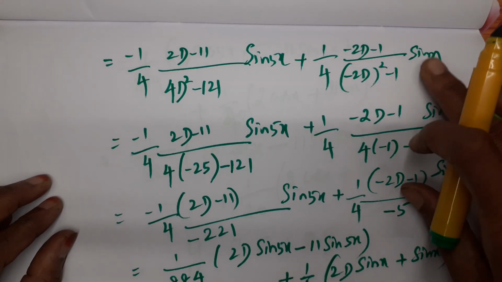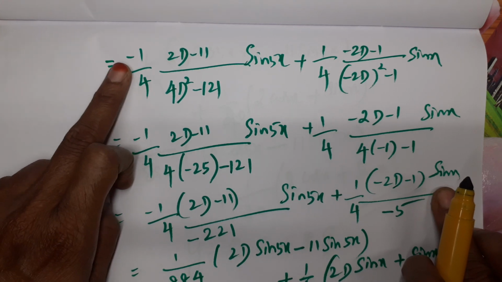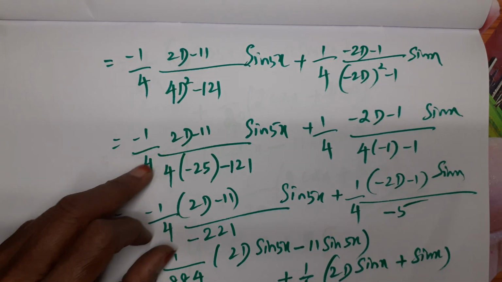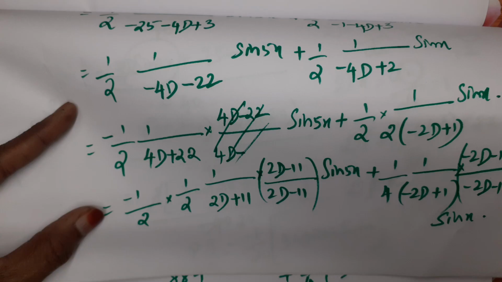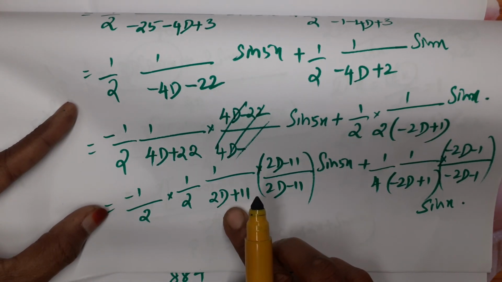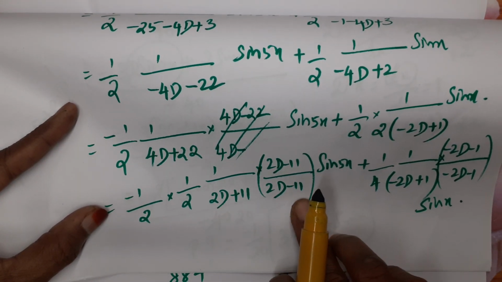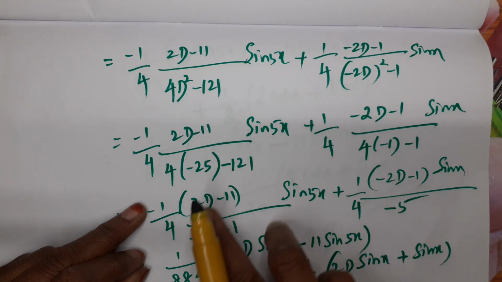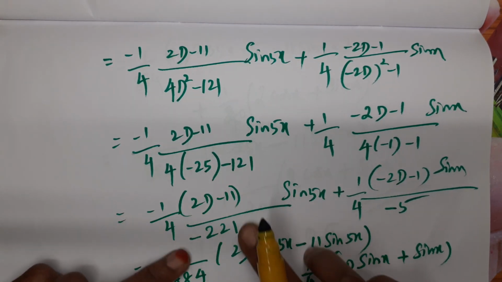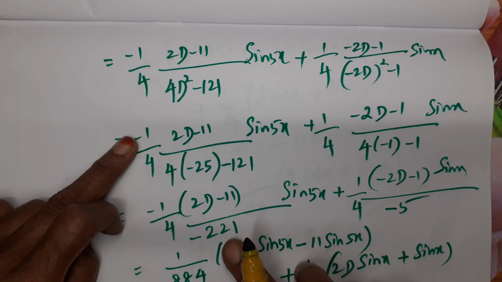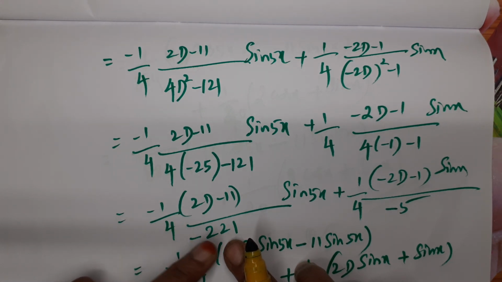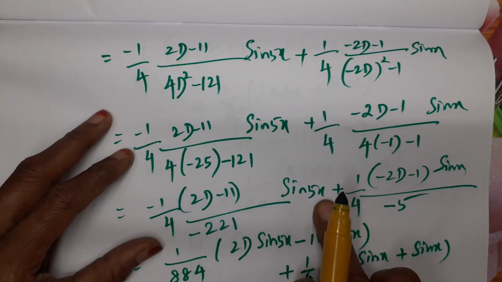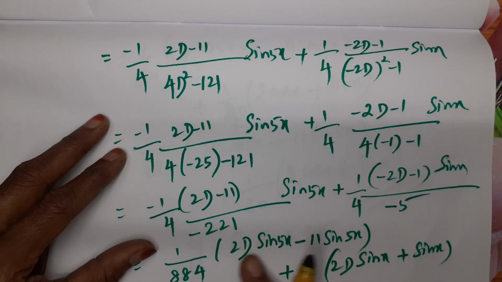So we have a minus sign on the left side since we have taken minus 1 outside, and 2D minus 11 in the numerator. In the denominator we use the a squared minus b squared formula. What's the formula? 2D the whole square, that is 4D squared, minus 11 squared, that is 121. So 4D squared minus 121. For D squared we replace minus 25. Simplifying, we get minus 121. Already we have one negative sign; minus into minus is plus. Multiplying these, we get 884. So 884 into 2D minus 11 into sin 5x.